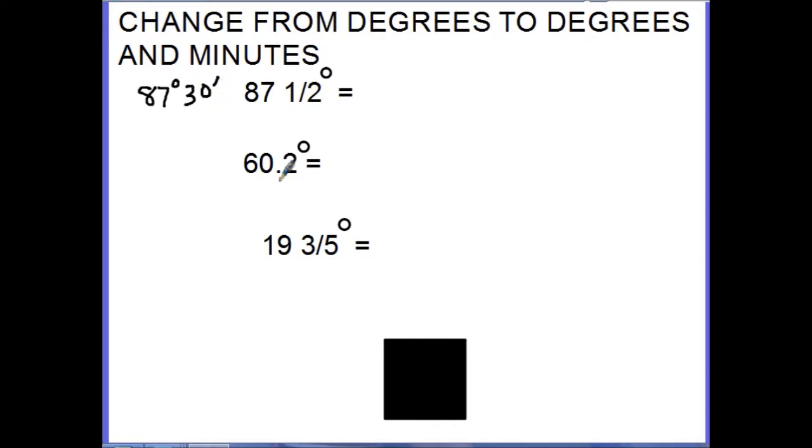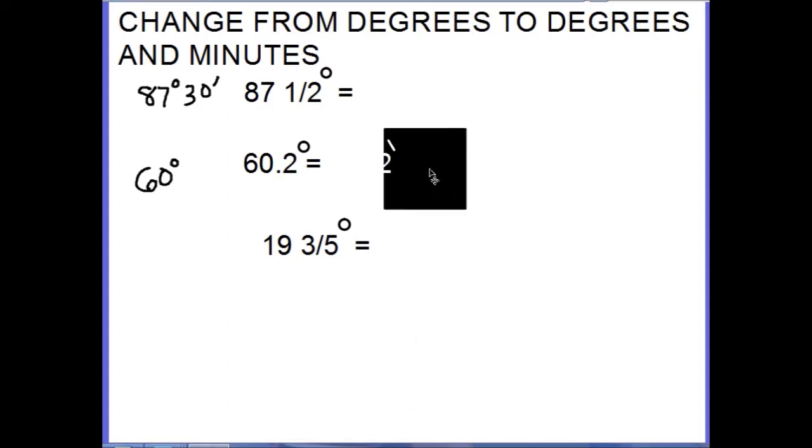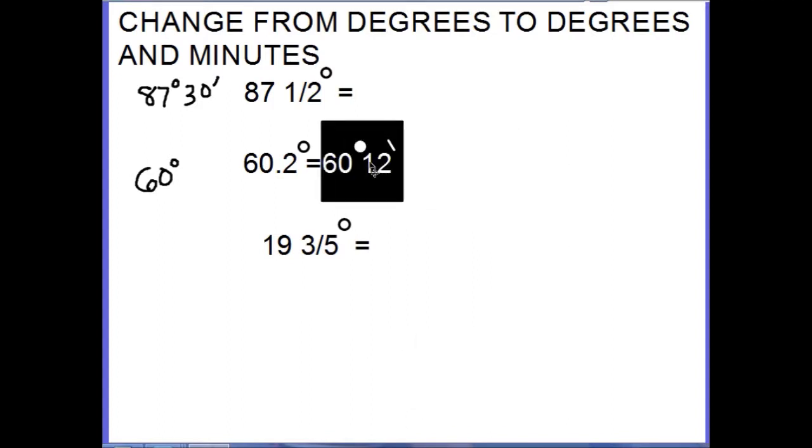So for our next one, 60.2 degrees. We want to turn that into degrees and minutes. The 60 part, our whole number, is going to stay our degrees, but we have to think up what 0.2 is going to be. So we have 0.2 of a degree, and if you said 12 minutes, that's going to be correct. Now let's think about how we got that. What we have is we have 0.2 of a degree, so 0.2 times 60 is how we end up getting 12 minutes. So for our last one, 19 3/5 degrees. Press pause and let's check your answer, see how you do.